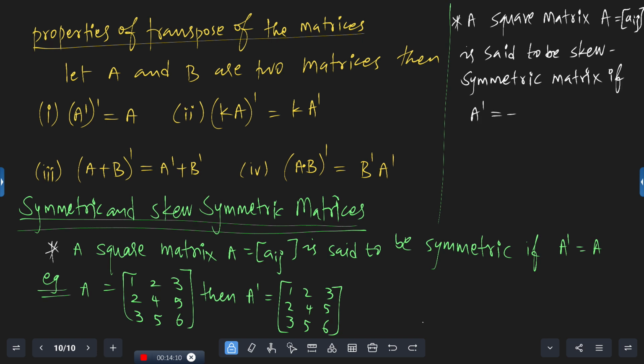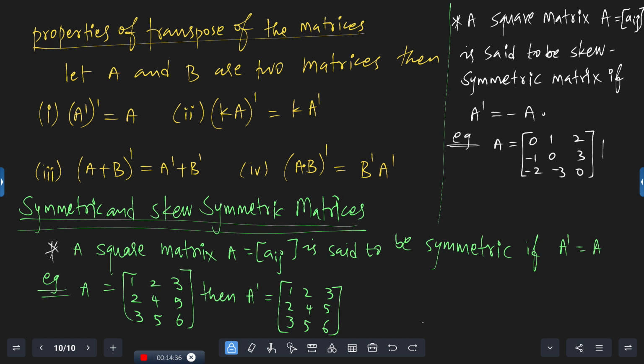A dash is equal to minus A. A dash is equal to minus A should come. I will give a simple example. A equal to 0, 1, 2. Here you will be getting minus 1, minus 2, 0, 3. Here minus 3, 0. Like this I am giving. This is the A matrix.